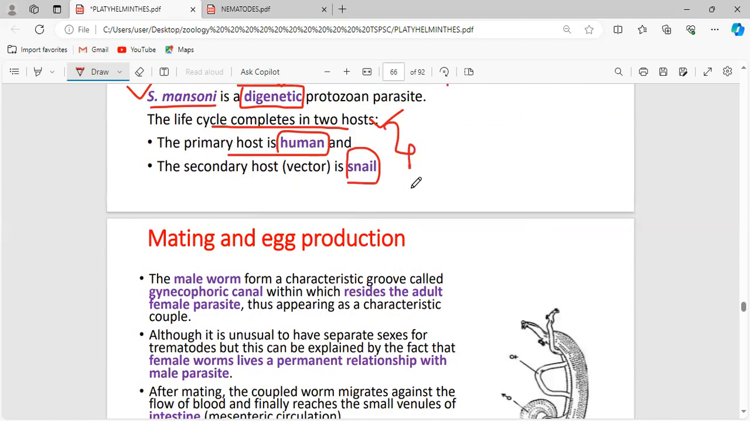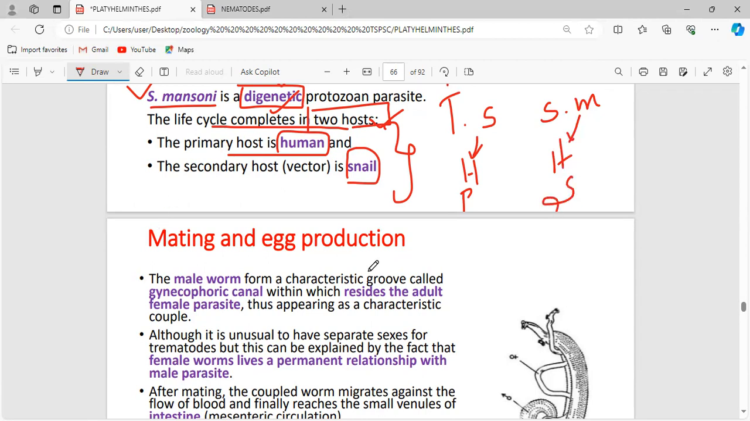This will be your questionable area. This is a digenetic parasite and it completes its life cycle in two hosts. The primary host is human, the secondary host is snake. You have to compare all the parasites with their hosts. In the case of Taenia solium, what we have studied is their primary host is human and the secondary host is pig. But here in Schistosoma mansoni, the primary host is human and the secondary host is snail.